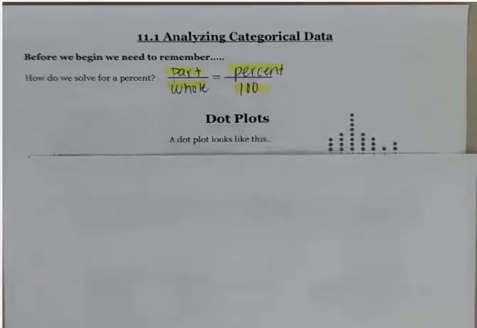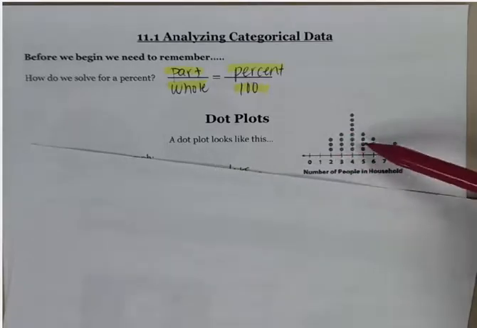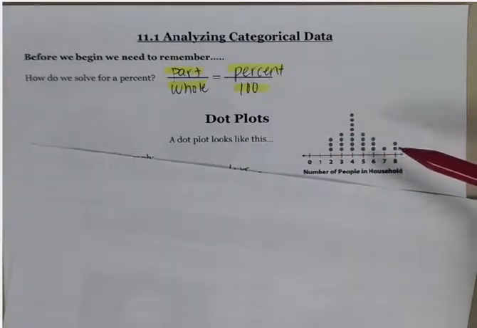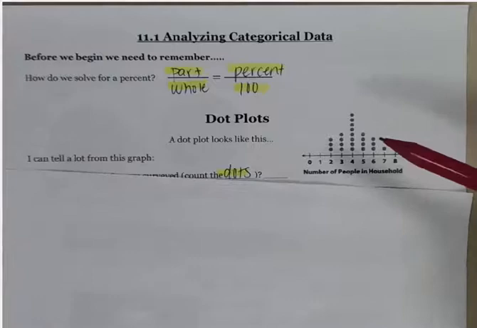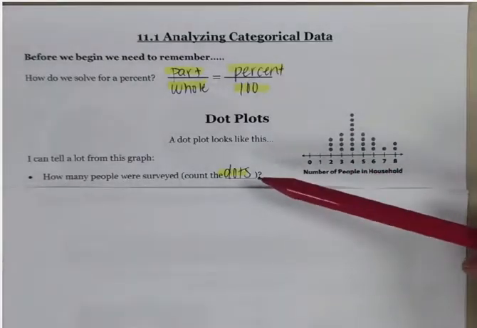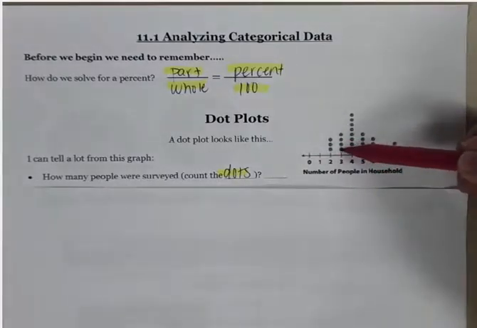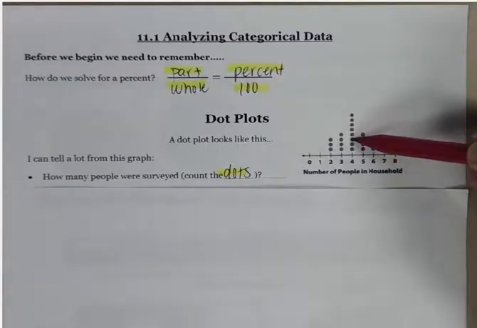Alright, so dot plots. This is what a dot plot looks like. It has a bunch of dots. I can tell a lot from this graph. For instance, how many people were surveyed? All that means is you have to count the dots. So let's count: 1, 2, 3, 4, 5, 6, 7, 8, 9, 10. I know y'all can count, so why don't you count the rest and see if we get the same answer.